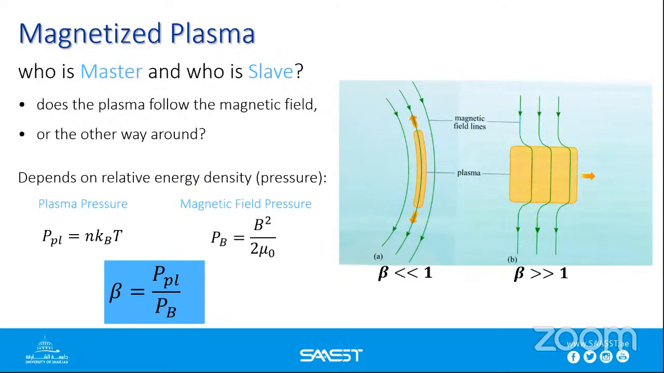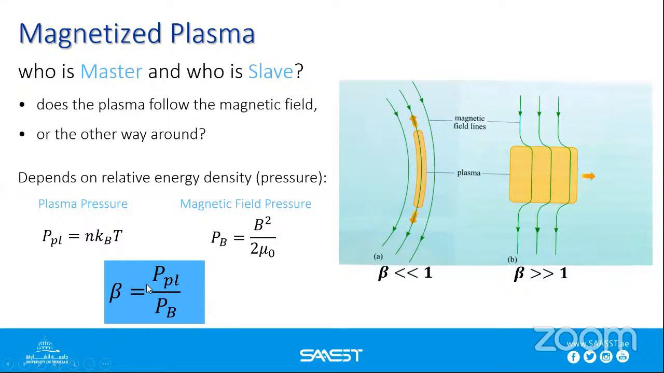Actually, both situations are perfectly possible and perfectly observed in space. It's all about the plasma pressure or the magnetic field pressure. The plasma pressure we can calculate from the number density of the plasma particles per cubic meter, the Boltzmann constant, and the temperature. The multiple of these decides the plasma pressure, and obviously the magnetic field pressure is defined by the magnetic field strength and the permeability of space.